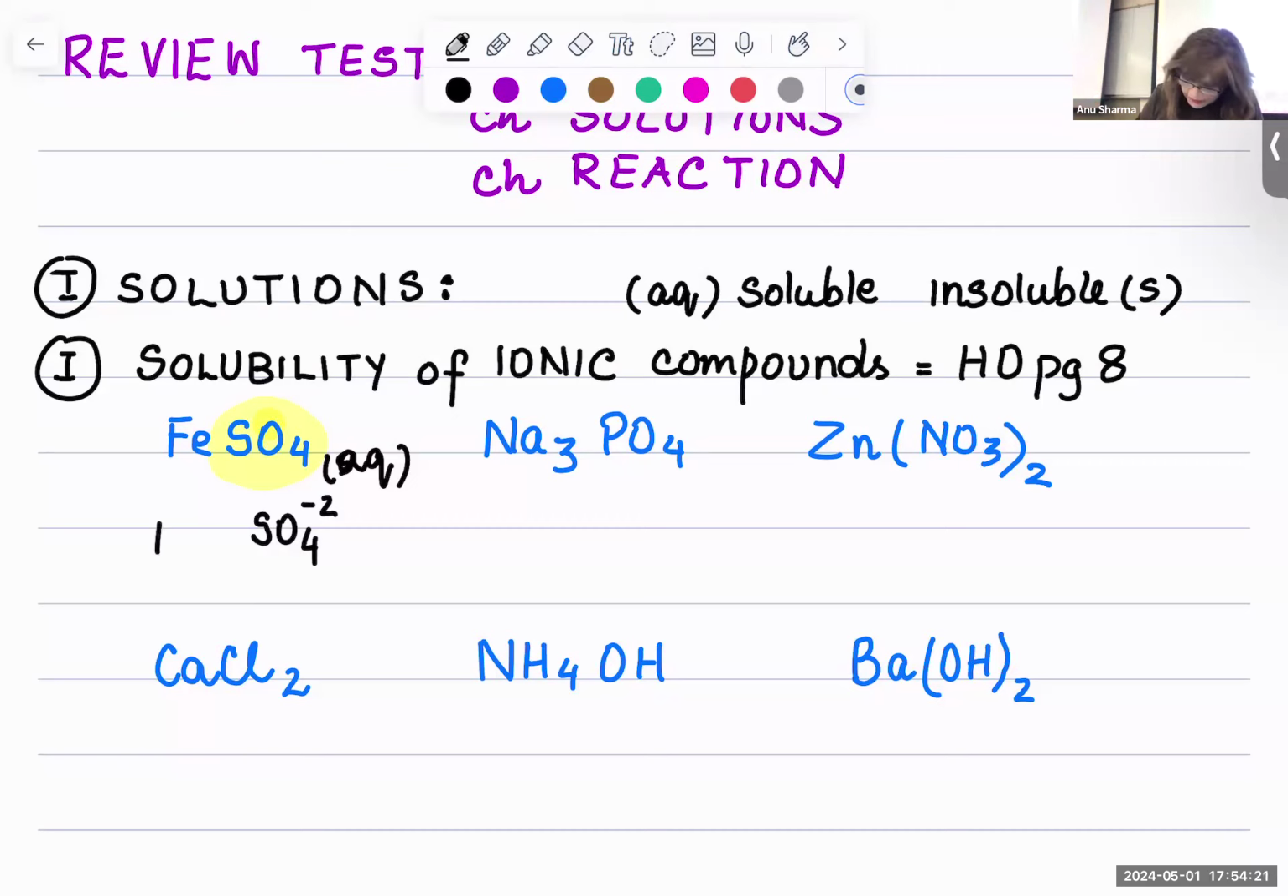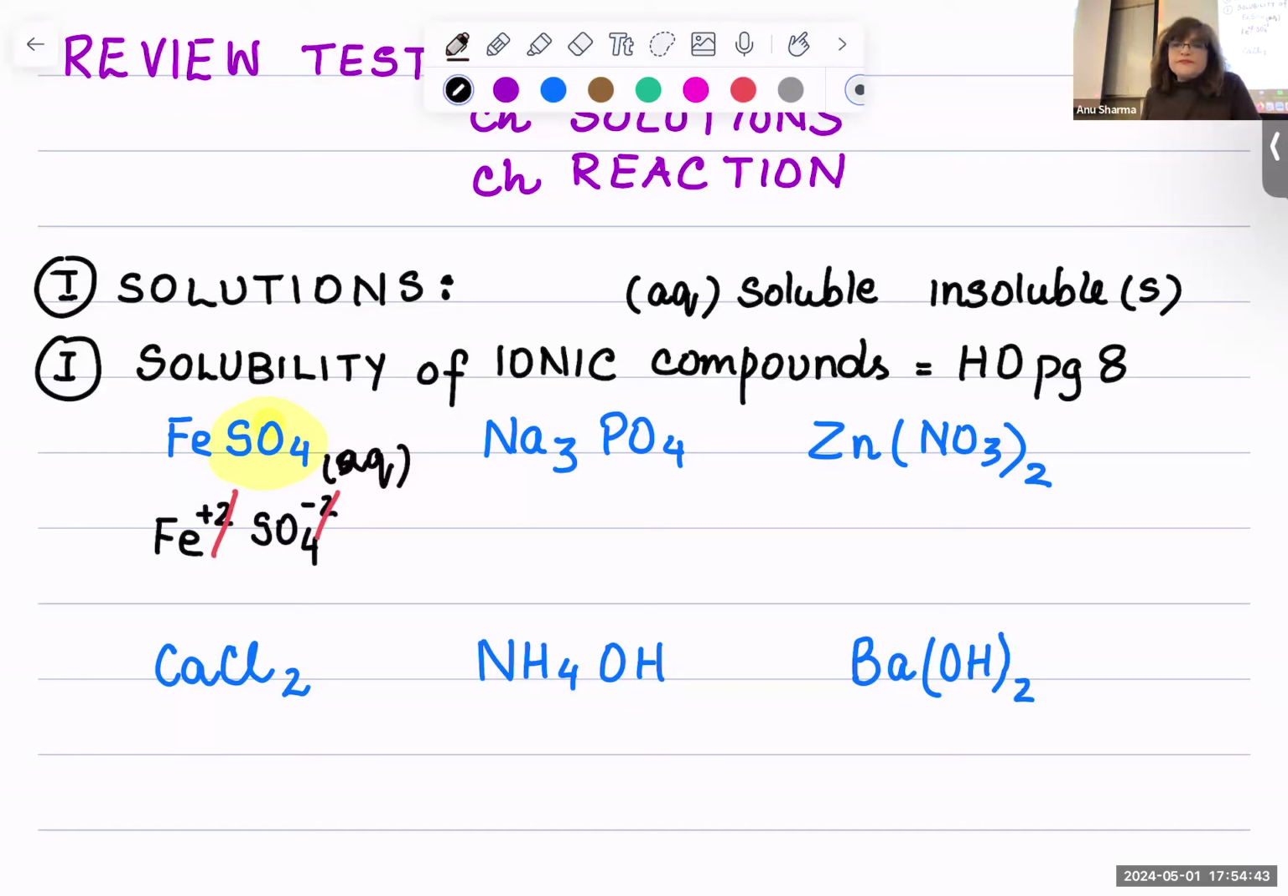So what is the charge on Fe based on this? +2. You see this is sulfate, SO4, but it's not in a bracket. That means these +2 and -2 charges are canceling out. So +2 charge and -2 charge cancel out. That's how you get this. What about the next one?